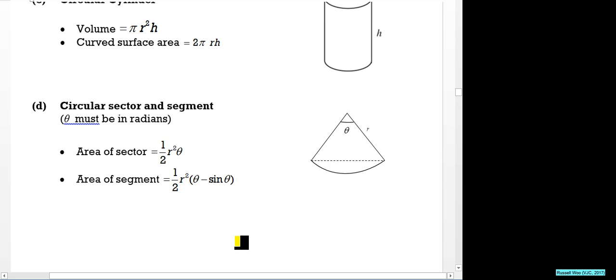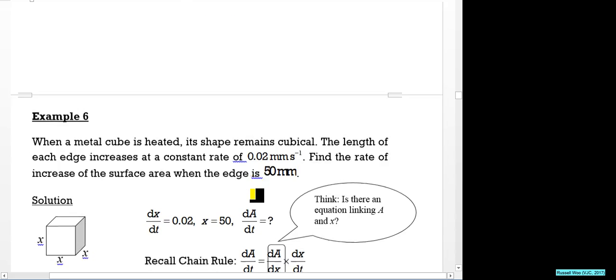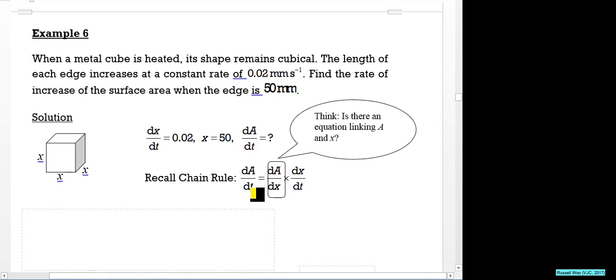All right, but this one will not be given. This one you must memorize. This one is O-level stuff. Correct? O-level stuff. Okay. Example 6. Let's take a look quickly at example 6. There's nothing new, okay? This is really just O-level stuff.